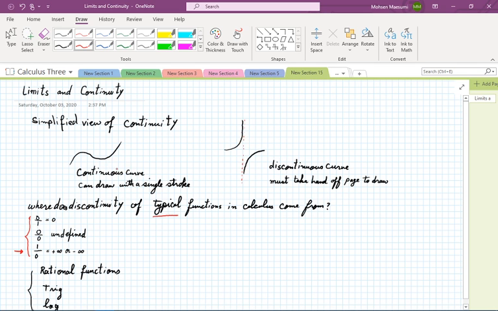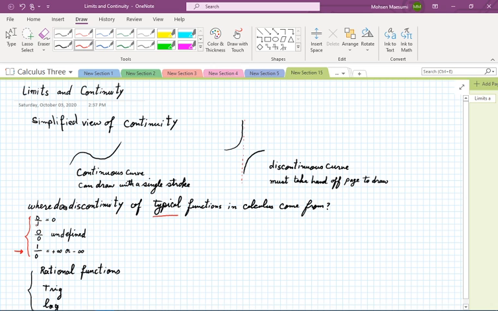Next question is, where does the discontinuity of typical functions in calculus come from? We emphasize typical functions again because the technical definition is much more extensive than what we are doing here. The source of discontinuity typically has to do with having a fraction in your formula. Let's go ahead and look at three fractions that are a source of some confusion and difficulty.